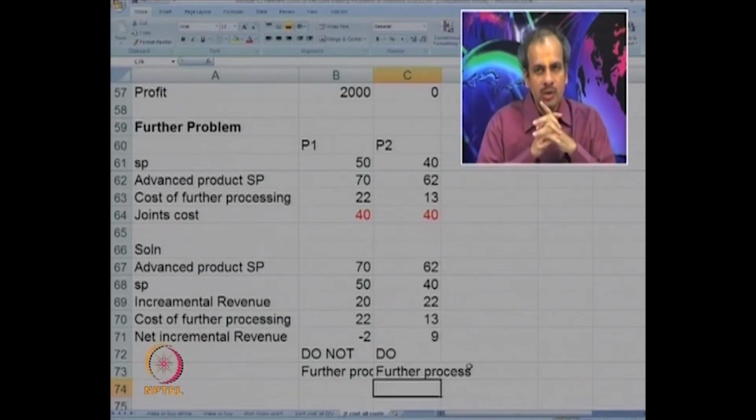So I think now the concepts of relevant costs and decision making are clear to you. We have discussed relevant costs, sunk cost, decisions like make or buy decision. Then we have also discussed shutdown point. We have now discussed the joint products, various methods of allocation of joint product costs, and in the end we have also seen further processing or not further processing of joint products.